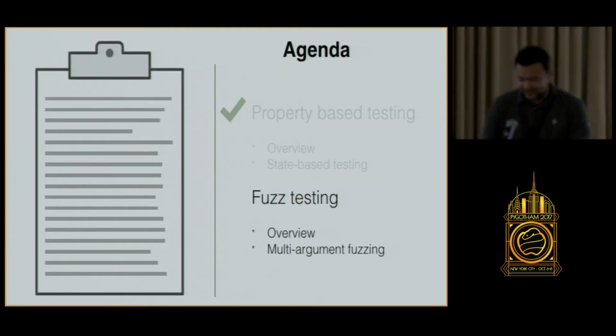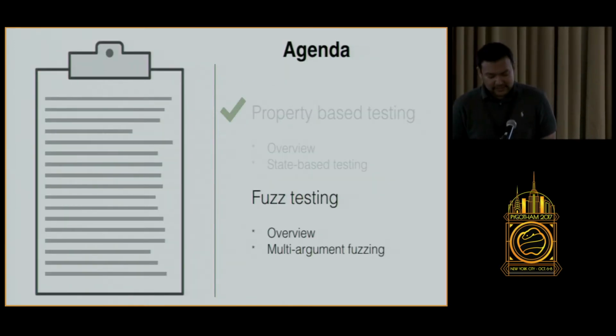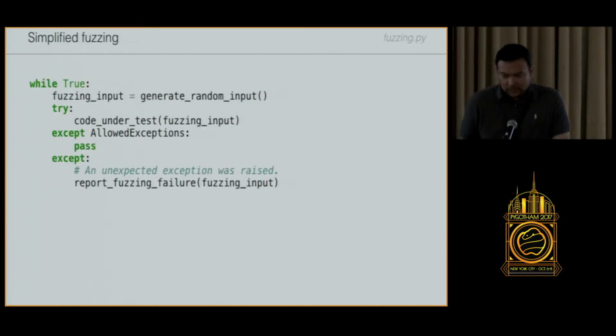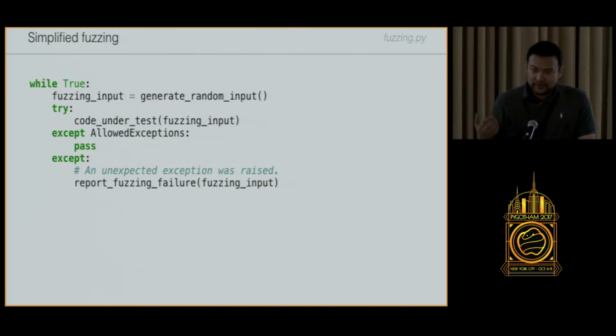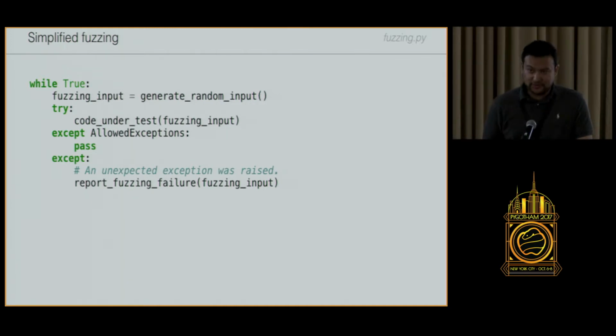I want to move over to fuzz testing. Fuzz testing is interesting to me. It's almost the same idea as property-based testing. So that's you generate random input, right? And then you feed it to whatever the code under test is, and you make sure it doesn't do anything crazy.